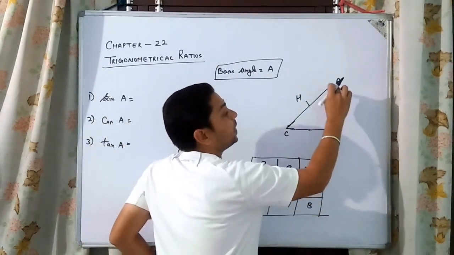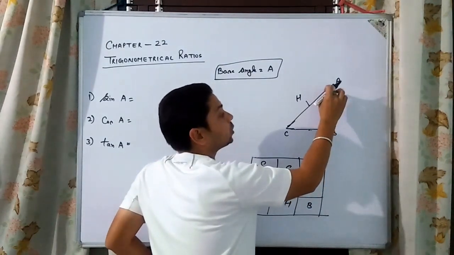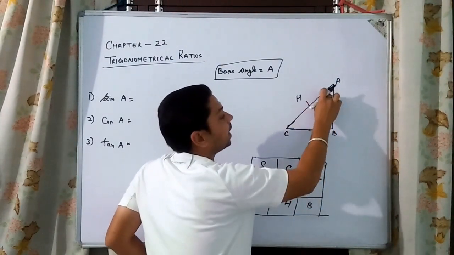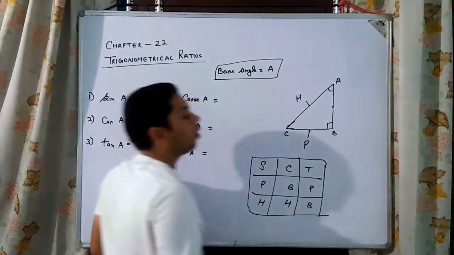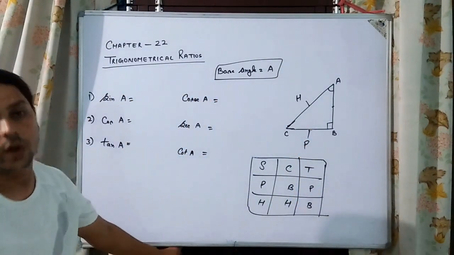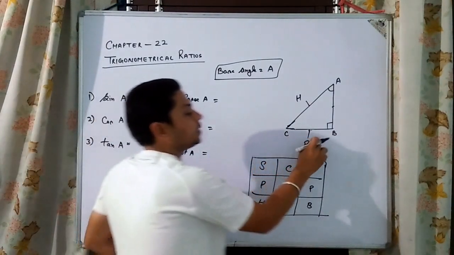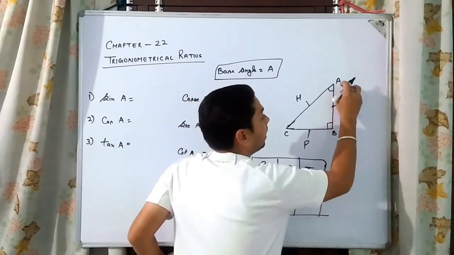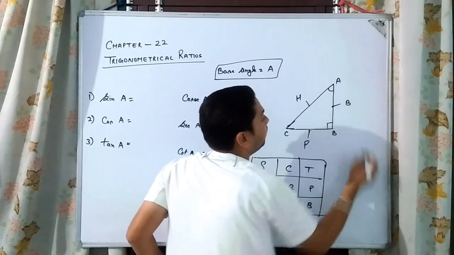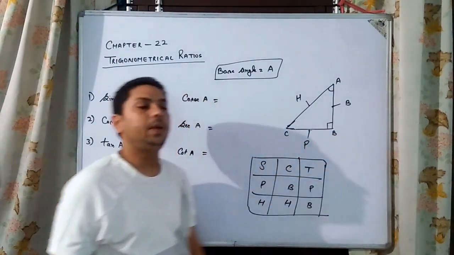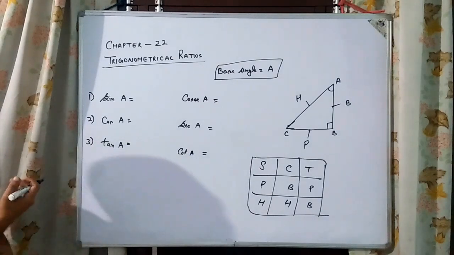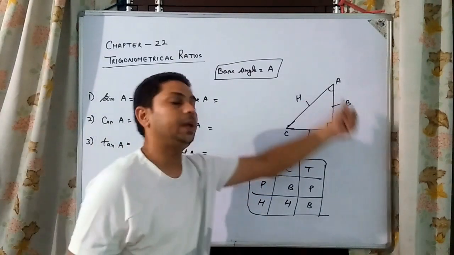Now we have a base angle A here. So the side opposite to this base angle will be your perpendicular. This BC is perpendicular here. Then AB will be your base, because this angle is making an angle with the side AB. So the base side is AB here.